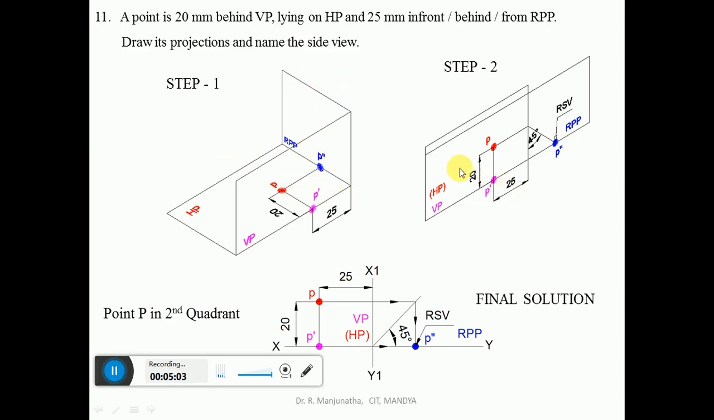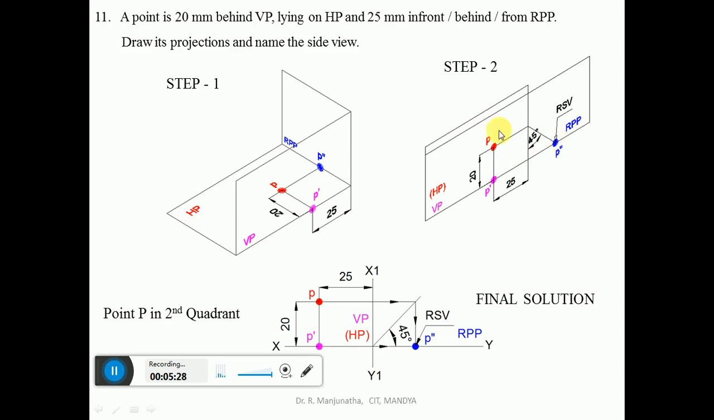So the distance behind VP, which is vertical here, you project this point from the top view to this end point on the horizontal plane, then draw a line inclined at 45 degrees to the vertical, so that the vertical distance has been transformed into horizontal. So where you have the front view, on that line you are going to get the side view. So this is going to be the side view.